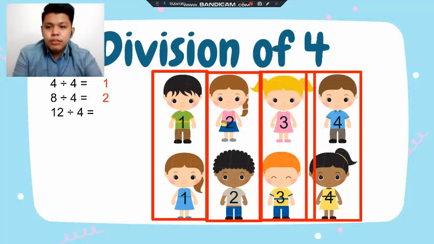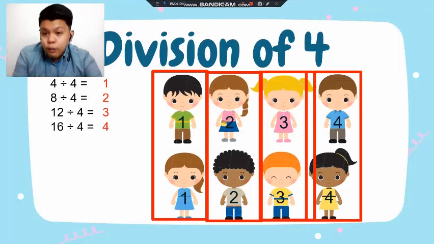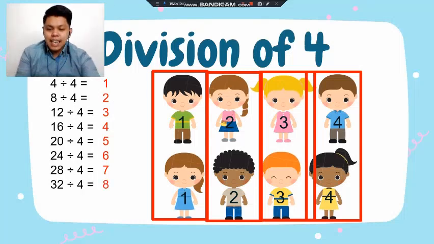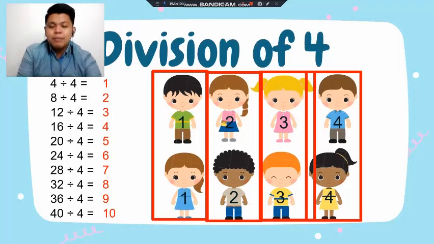Next, let's go with 12 divided by 4. That is 3. 16 divided by 4. That is 4. 20 divided by 4 is 5. 24 divided by 4 is 6. 28 divided by 4 is 7. 32 divided by 4 is 8. 36 divided by 4 is 9. And 40 divided by 4 is 10.